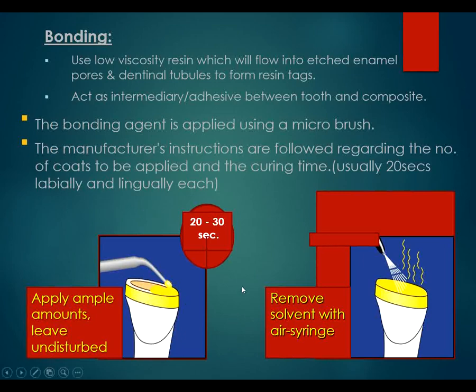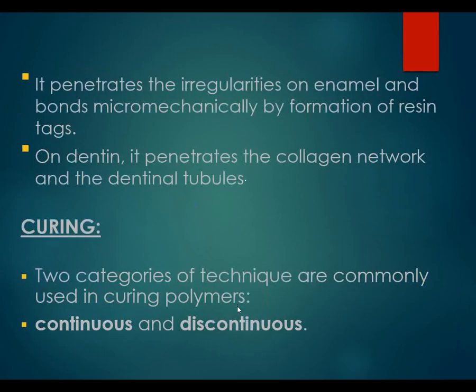After applying the bonding agent, air dry the surface of the tooth. It will remove the solvent present in the bonding agent. Bonding agent penetrates the irregularities on enamel and bonds micromechanically by formation of resin tags.